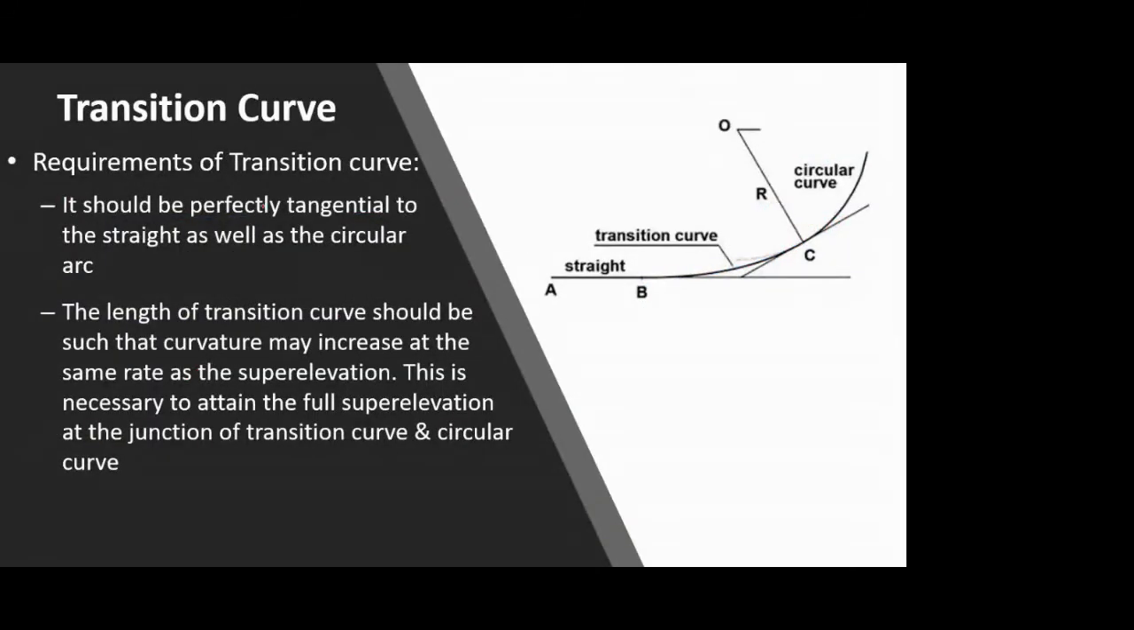And if you see the requirements, again, they are pretty straightforward, that it should be tangential to the straight as well as the circular section. So if you see, it's almost acting as a tangent to your circle. Okay, this is the start of your circular curve. And the length of the transition curve matters a lot. So whatever length we provide will decide whether the primary and the secondary objectives are satisfied or not.